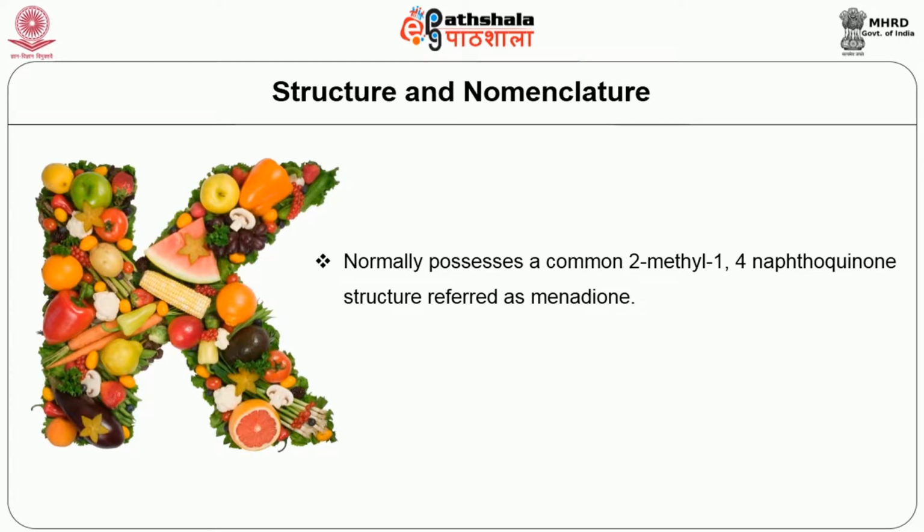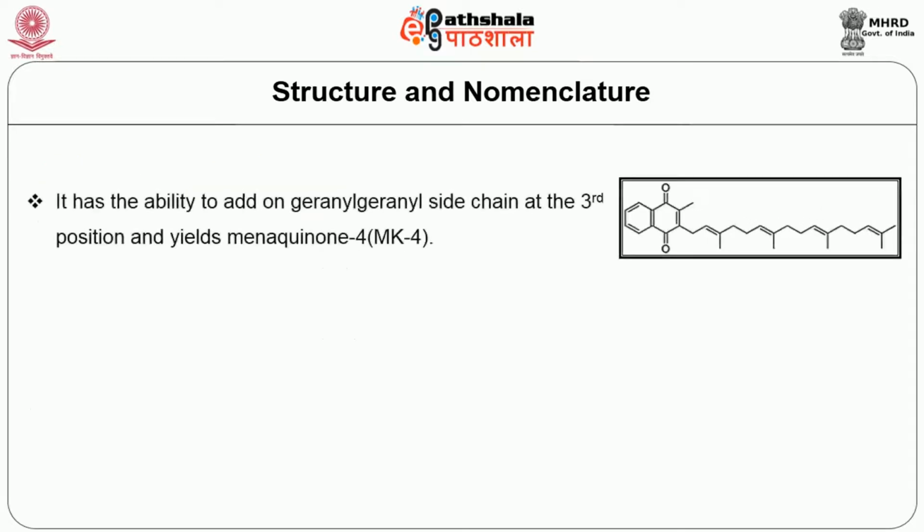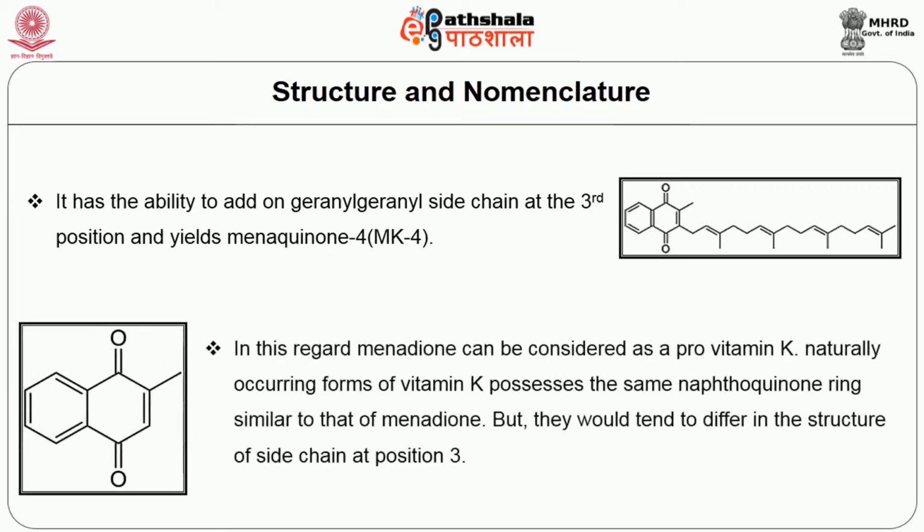This possesses a common 2-methyl-1,4-naphthoquinone structure referred to as menadione. It also contains a side chain at the third position. This compound is not a natural constituent of foods. It has the ability to add on a geranyl side chain at the third position and yields menaquinone 4 or MK4. In this regard, menadione can be considered as a pro-vitamin K.